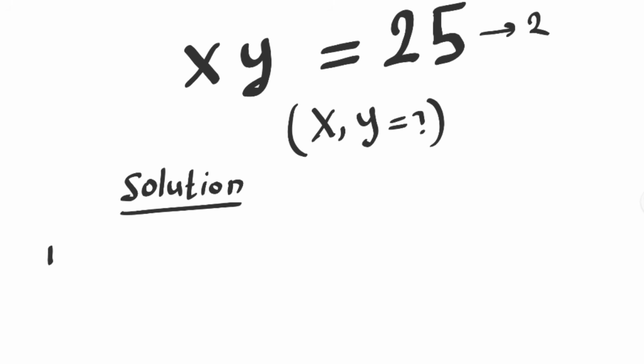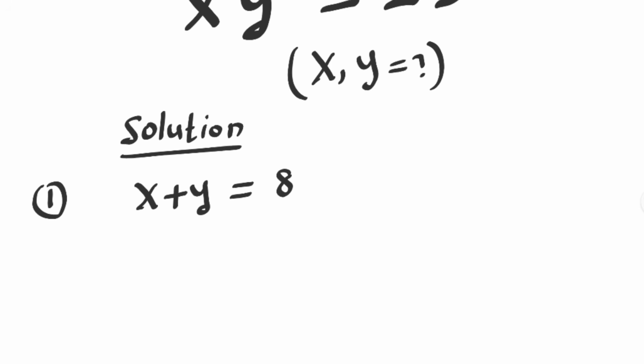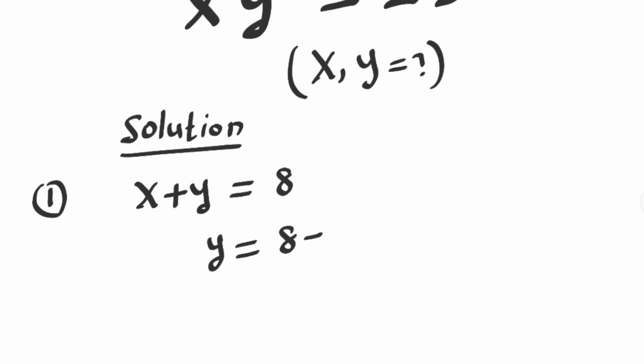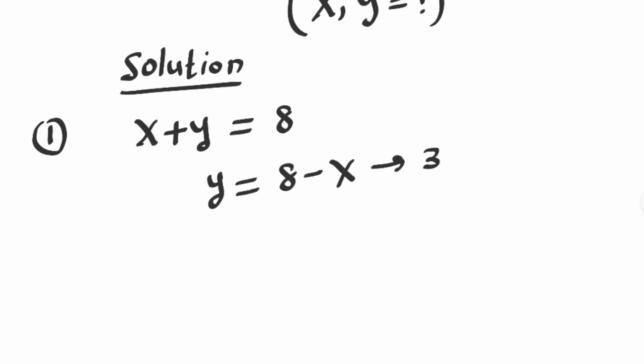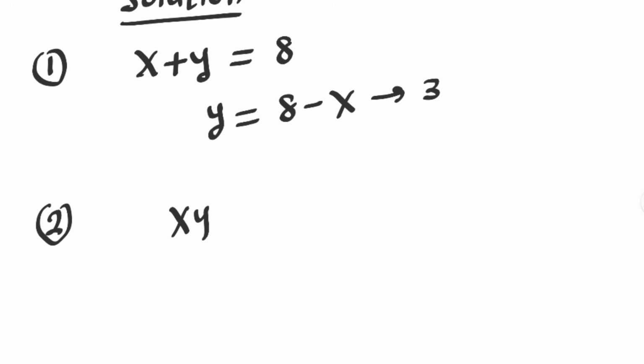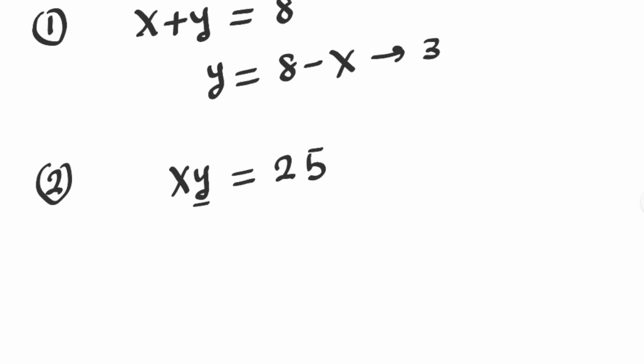From equation 1, x plus y is equal to 8. Let us make y the subject of the formula. y is equal to 8 minus x. Let us call this equation 3. Then from equation 2, xy is equal to 25. Let us substitute for y, which is 8 minus x.